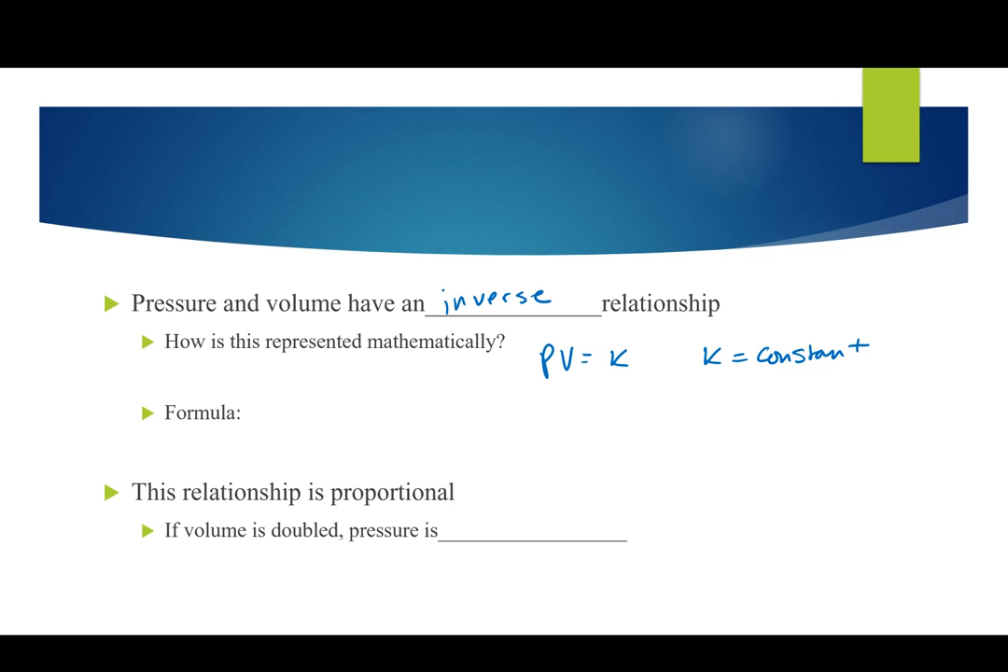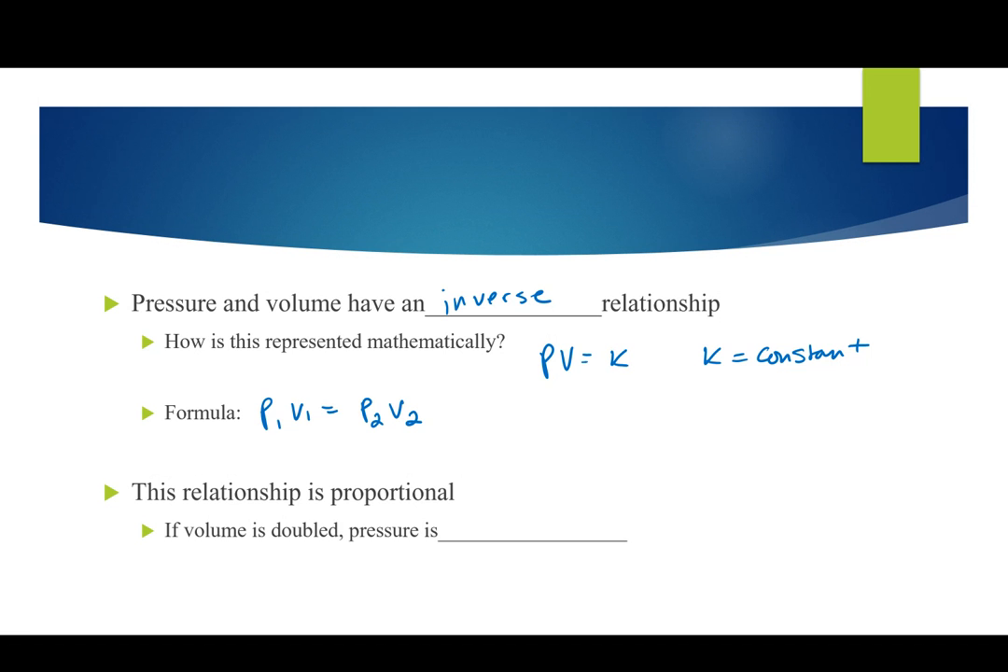So if K is 8 and my pressure is 4, my volume has to be 2. If I then change the pressure to 8 in order to keep that constant 8, then my volume has to go down to 1. So my pressure went up, my volume has to go down. And so the way we represent this with a formula is P1V1 equals P2V2, P1 and V1 being the initial pressure and volume of the gas, and P2 and V2 being the second volume and pressure of the gas after you've changed one of them.